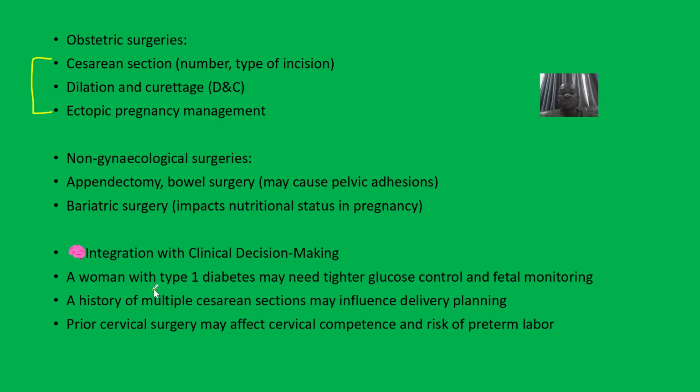Okay, so integration with clinical decision making. A woman with type 1 diabetes may need tighter glucose control and fetal monitoring. A history of multiple cesarean sections, of course, means that if that patient delivers again, it will still be a cesarean section. Prior cervical surgeries may affect cervical competence and risk of preterm labor. So that's what we have on trying to assess the medical and surgical history of a patient, where you are taking history for obstetrics and gynecology.